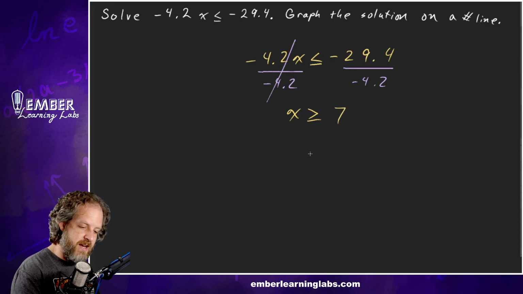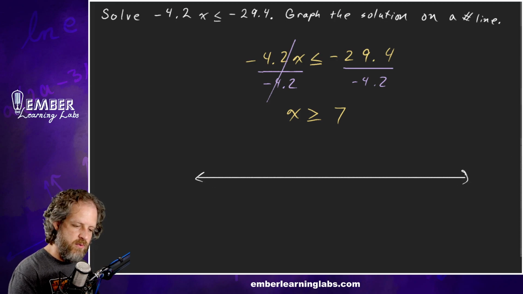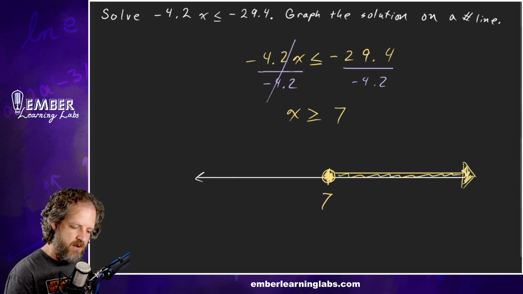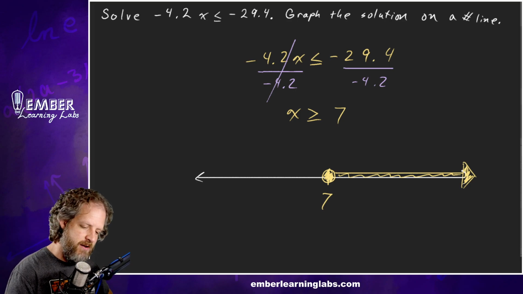So we're going to graph this guy on a number line, draw our number line. We're going to put our tick mark at 7. We're going to do a filled in circle this time because it's greater than or equal to, right? That little line means we fill it in. We're going to shade to the right because it's greater than. Right? No big deal.